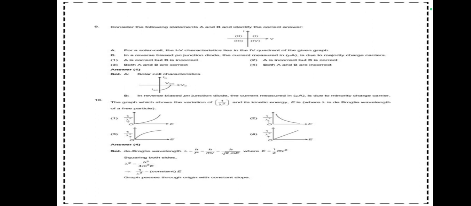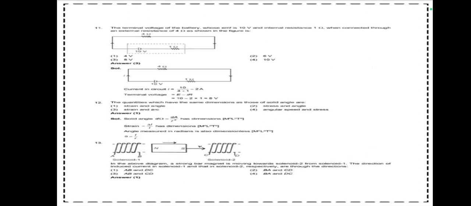Question number 10. The graph which shows the variation of 1 by lambda square and kinetic energy E, where lambda is the de Broglie wavelength of a free particle, is. Answer is 4. Question number 11. The terminal voltage of the battery whose EMF is 10 volt and internal resistance 1 ohm, when connected to an external resistance of 4 ohm as shown in the figure, is. Answer is 3, 8 volt.